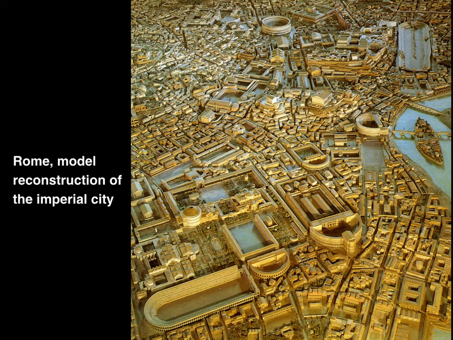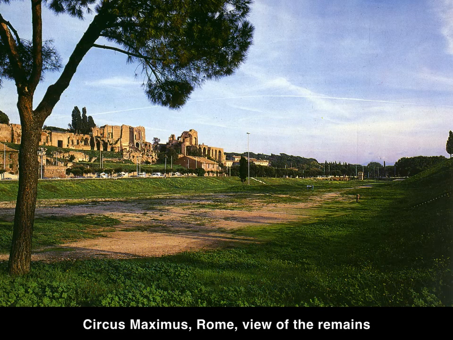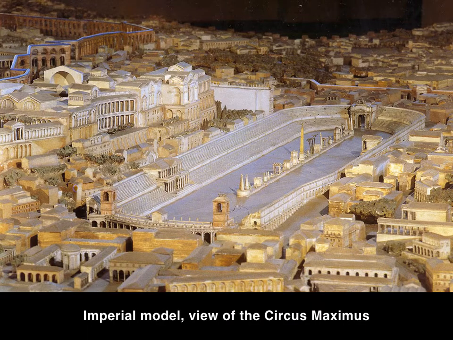The Romans had three kinds of theatrical space. All of them appear in this model reconstruction of the imperial city. They were the circus, the amphitheatre, the theatre. You will already be familiar with them because they often appear in contemporary movies. You will know the circus from the chariot racing scenes in Ben-Hur, which stars Charlton Heston. The Roman circus is what we would today call a racetrack. This is the remains of the Circus Maximus in Rome. Here is a close-up view of the imperial model showing a reconstructed Circus Maximus.